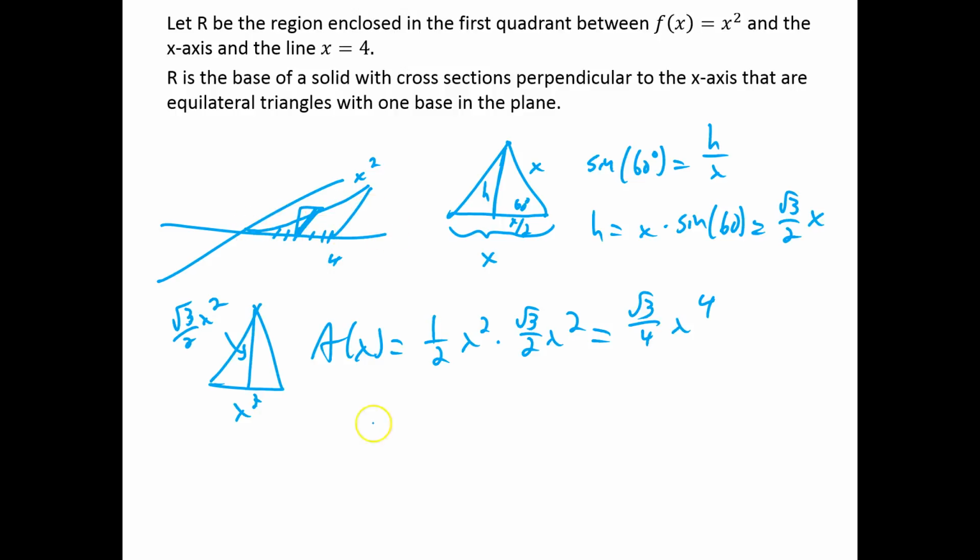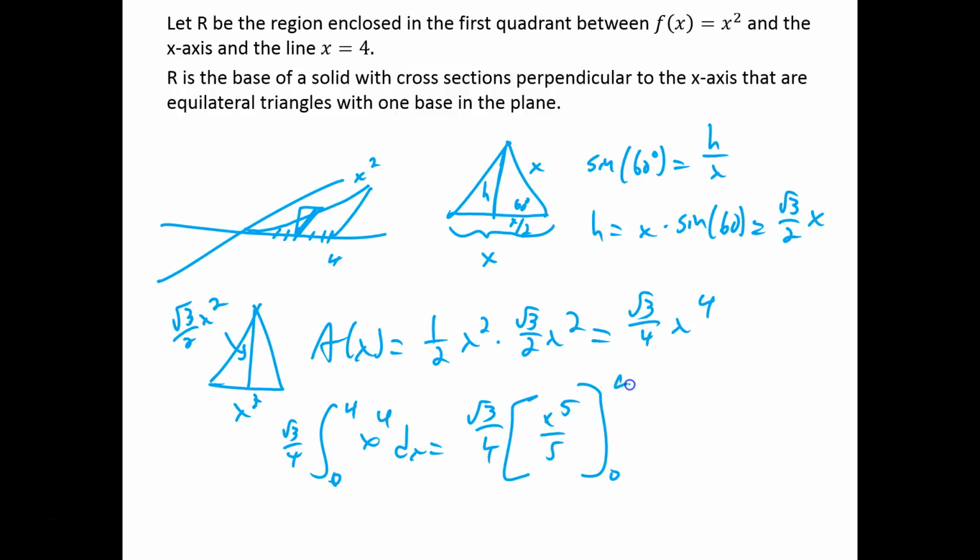We have to add them all up from 0 to 4. So we're going to get the integral from 0 to 4 of root 3 over 4, which I'll pull out, times x to the 4th dx. So it's root 3 over 4, x to the 5th over 5, from 0 to 4. 4 to the 5th power, goodness. Big number, but check it out. It's going to cancel out with that 4 right there. So it's actually going to end up only being 4 to the 4th power.